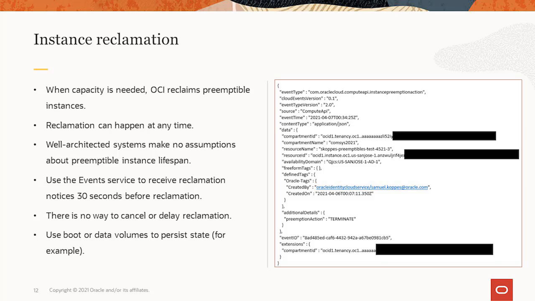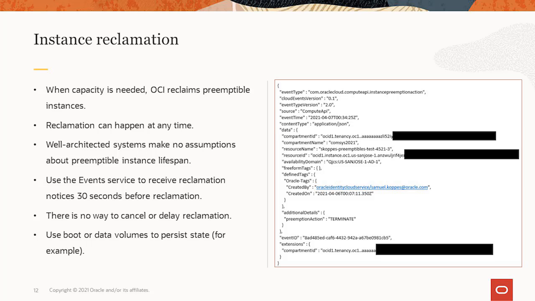And one very key point, there is no way to stop reclamation by definition. Again, we're able to offer this discount because we're running on excess capacity. If that capacity is needed for on-demand instances, we have to take it back. So there's no way for you to say, hey, now's not a good time to reclaim my instance. When they're needed, they're needed. In the future, we may add some things like automatic upgrade to on-demand instances. As it is today, though, assume that if you get a reclamation notice, the instance is going to be terminated.